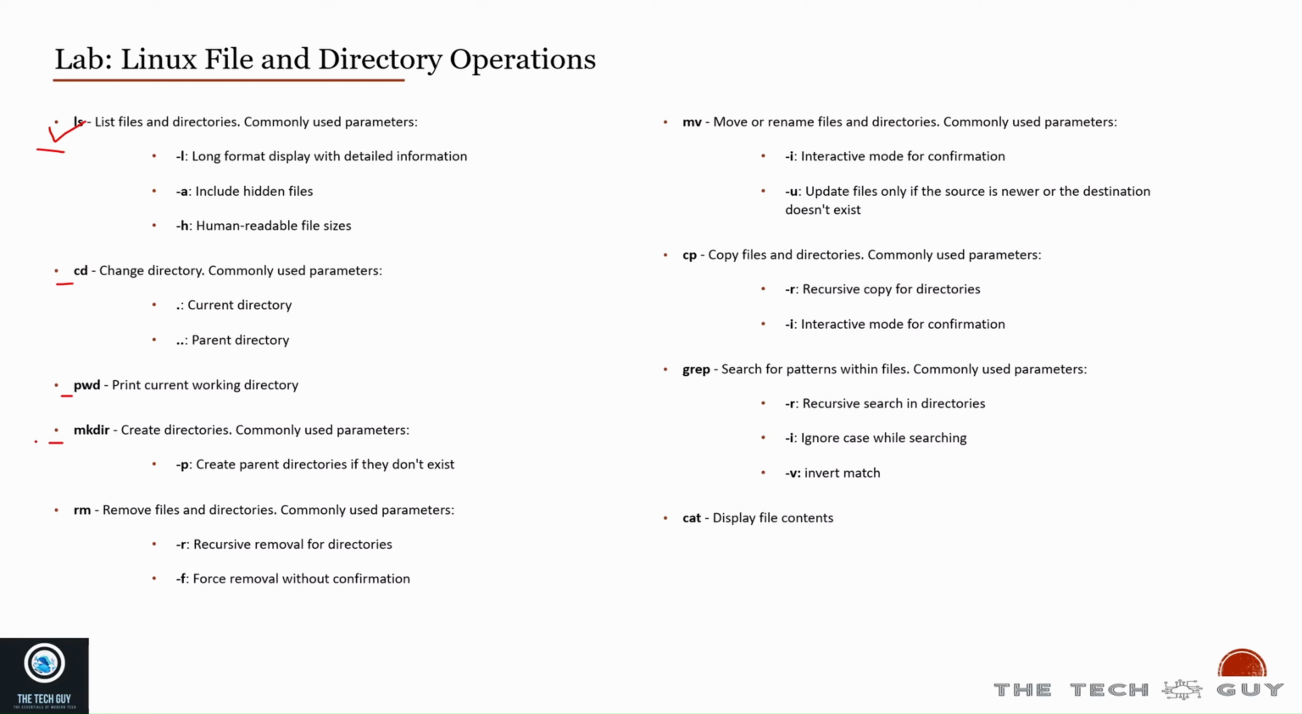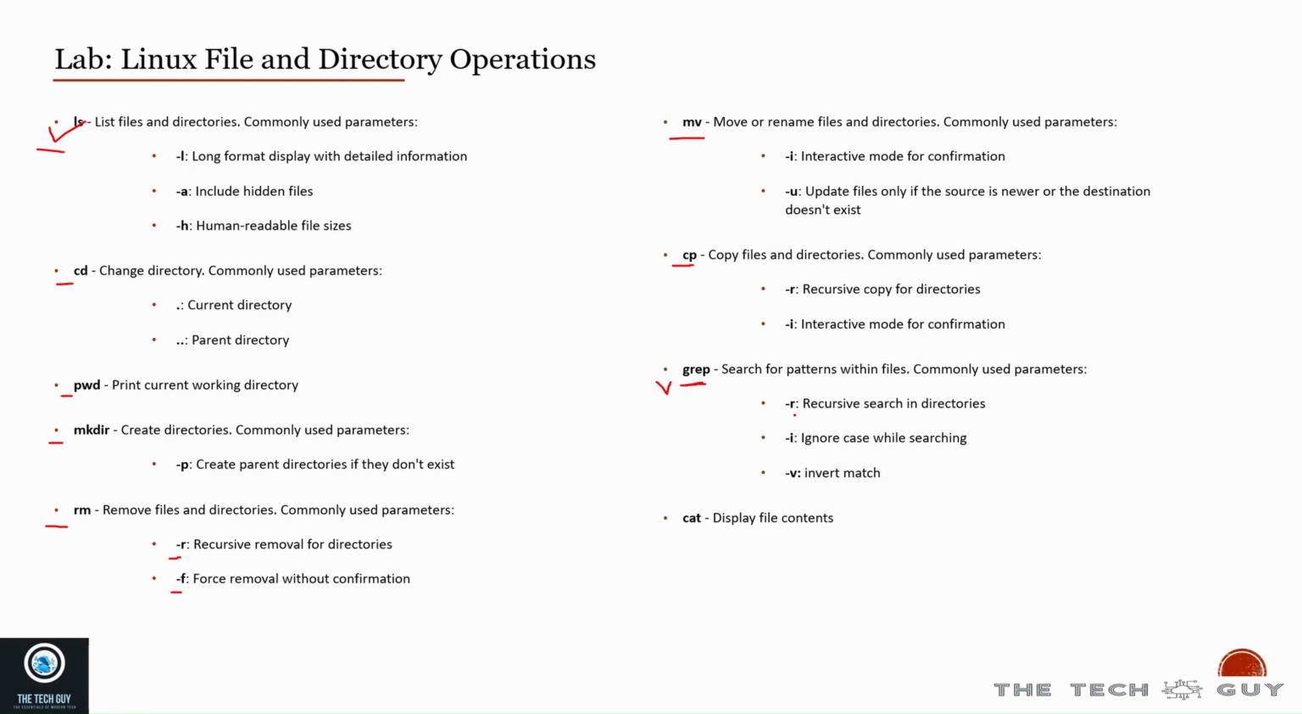mkdir, similar to Windows, lets you create a directory. rm helps you remove, as the name suggests, a folder, file, whatever, depending. -r gives the recursive option, -f gives the force option. I do not really recommend using -f. It's always a good choice to use rm without -f so that you really know what you're removing. mv helps you move your files. When I say move, you can also use it to rename files. cp helps you copy. grep helps you search, which we have already seen in the previous video.